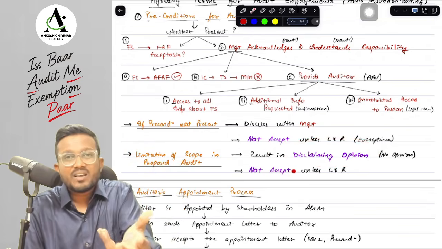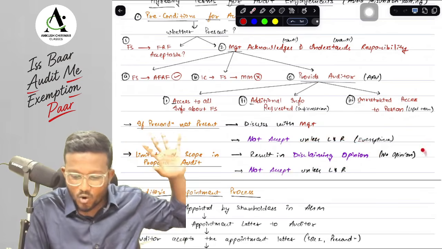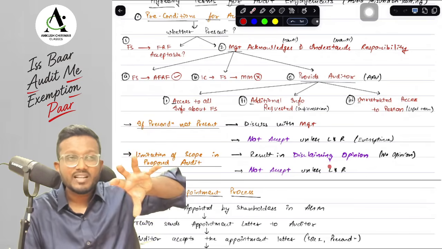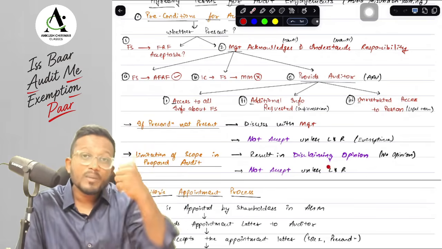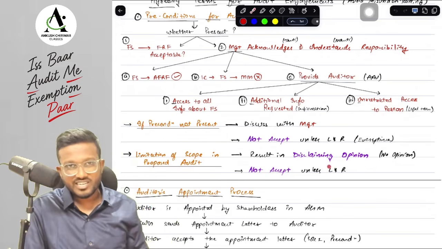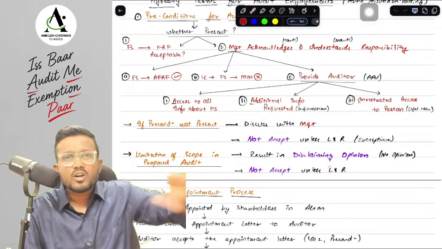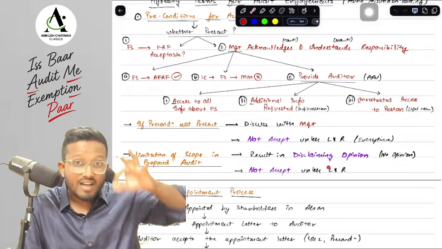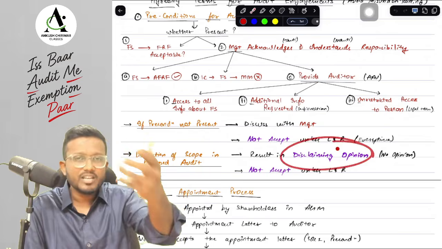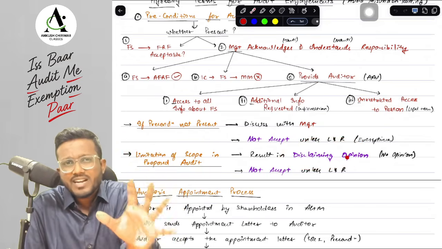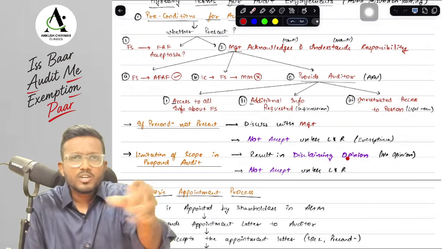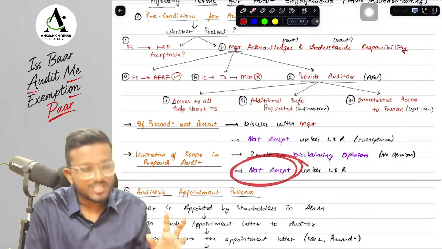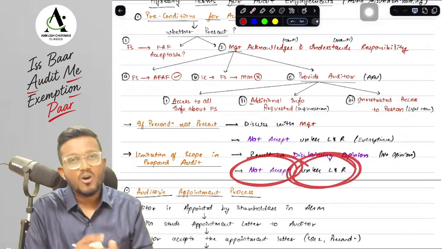What is disclaiming our opinion? It is as good as providing no opinion. We will not be providing any opinion because we think that the effects of the possible misstatement would be both material and pervasive to the financial statements. So if the client is not allowing me to check assets, and I know I will be issuing a disclaimer of opinion, should I waste my time? No sir, I should not waste my time. So I should not accept this particular audit engagement unless it is required by law and regulation.